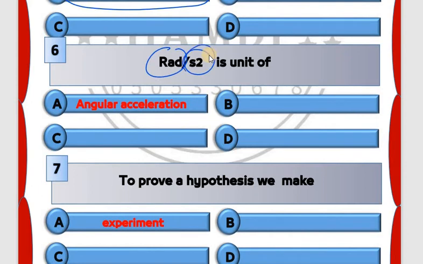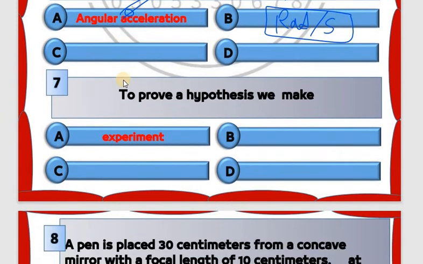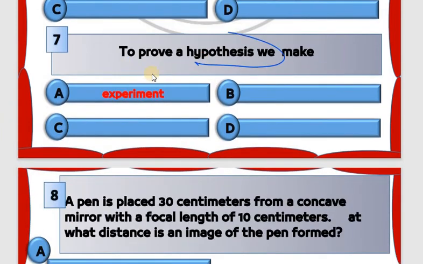Radian per second squared is a unit of angular acceleration. Just radian is a unit of angular displacement. Radian per second is the unit of angular velocity. So radian per second squared is a unit of angular acceleration. To prove a hypothesis, we must make an experiment.